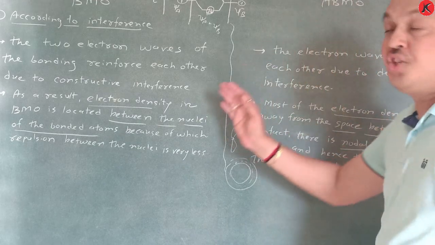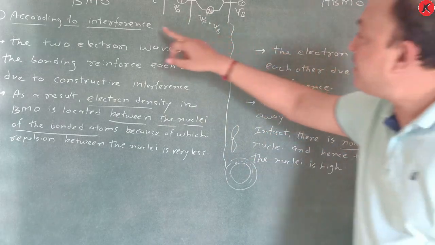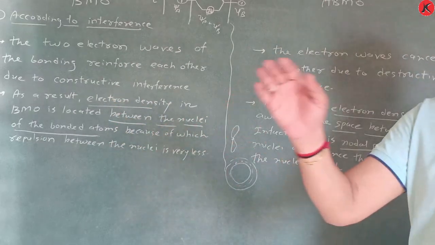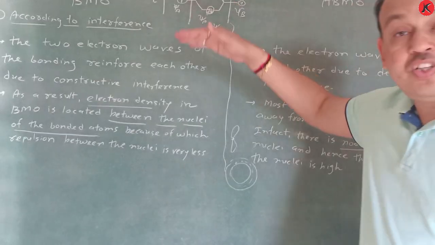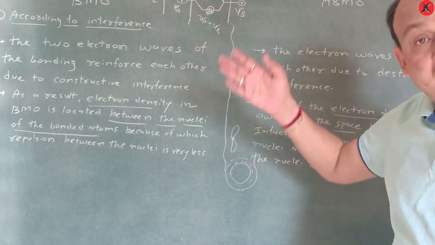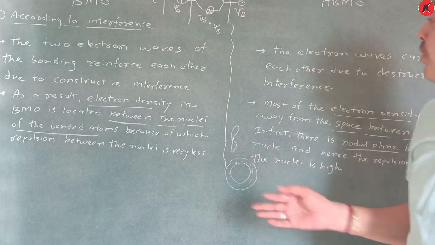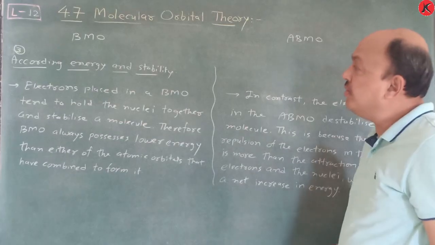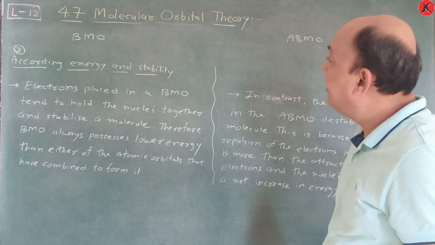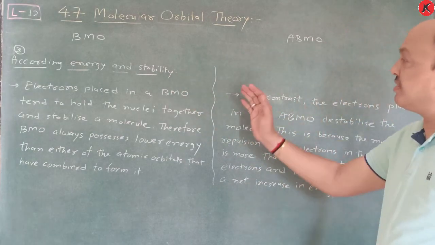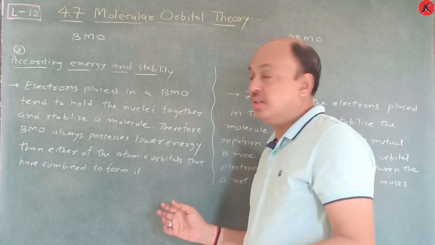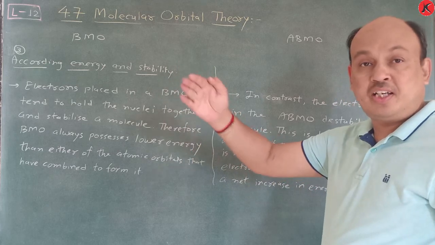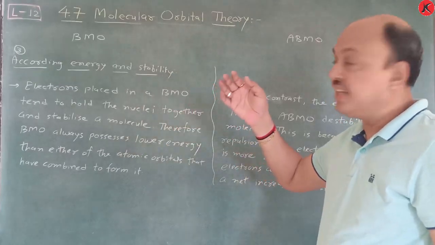Now this is the distinction between BMO and ABMO. First topic according to interference, and second topic according to electron density. Now we see according to energy level, which one has lower energy and which one possesses higher energy, and according to stability also. So write it completely. Take a screenshot. Now according to energy and stability, observe BMO and ABMO. Earlier we drew one plot, or graph, in which BMO has lower energy and ABMO has higher energy.